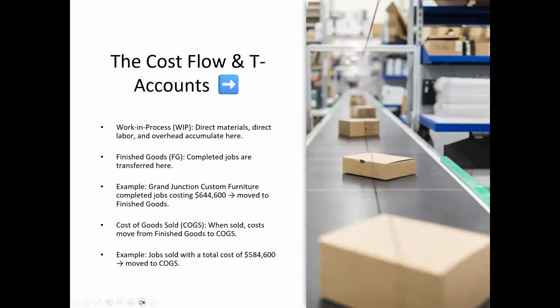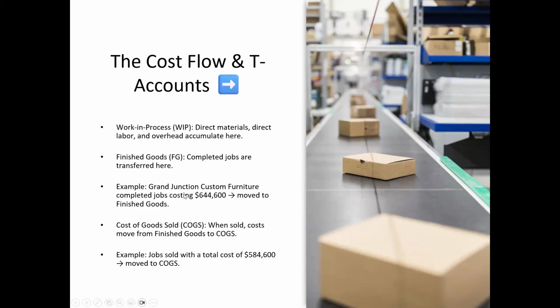Now, the cost flow basically goes into what we call the T account, where you have the debit and the credit, and then you move costs over different sets of accounts, from your direct materials account to your work in process account. From your work in process account, once those jobs are completed, it goes into the finished goods account. And once some parts of the finished goods are sold, the value of the units that are sold goes into the cost of goods sold.